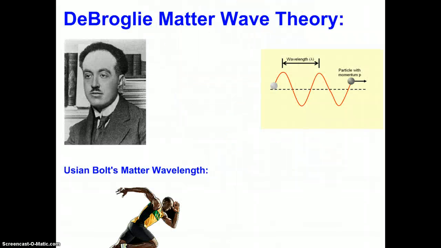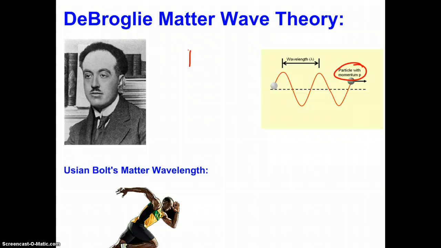Alrighty, next we're going to take a look at the DeBroglie Matter Wave Theory. In the DeBroglie Matter Wave Theory, DeBroglie kind of flipped it around and said, okay, well, if you're going to say that light acts like a particle, then I'm going to say that all particles have a wave-like nature. So we can see our particle with momentum p over here that has a wave associated with it afterward.